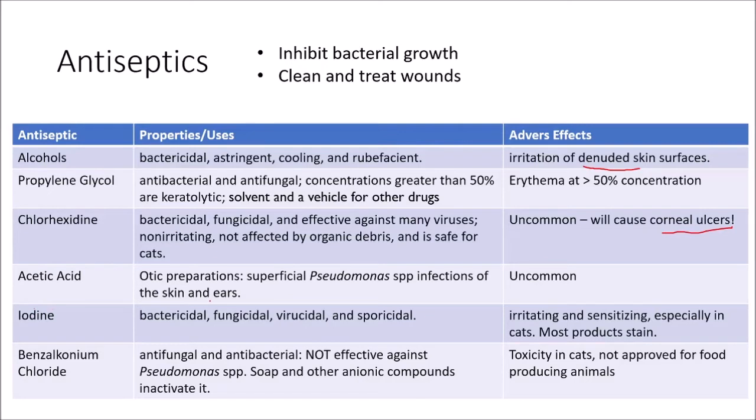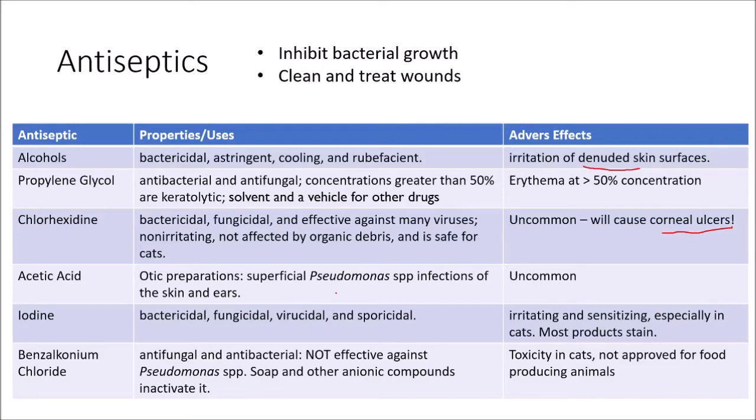Iodine is used as a bactericidal, fungicidal, virucidal, and sporicidal. It's Betadine solution. It is irritating and sensitizing, especially in cats. Most products will stain. If we use it in a 50-50 solution, it is safe to put in the eyes, so we can use it around the eyes.